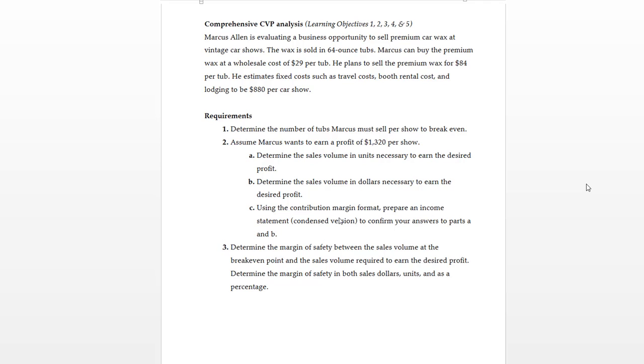So on this comprehensive CVP analysis, Marcus Allen is evaluating a business opportunity to sell premium car wax at vintage car shows. The wax is sold in 64-ounce tubs. Marcus can buy the premium wax at a wholesale cost of $29 per tub. He plans to sell the premium wax for $84 per tub. Nice markup. He estimates fixed costs such as travel costs, booth rental cost, and lodging to be $880 per car show. So requirement one is asking us for the break-even analysis. Just how much must he sell per show to break even?